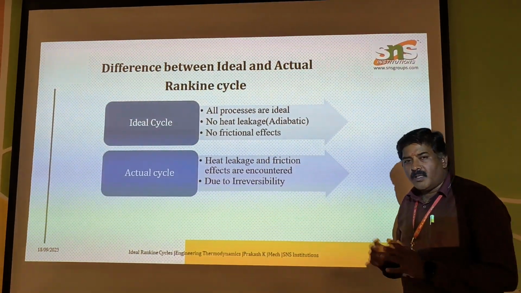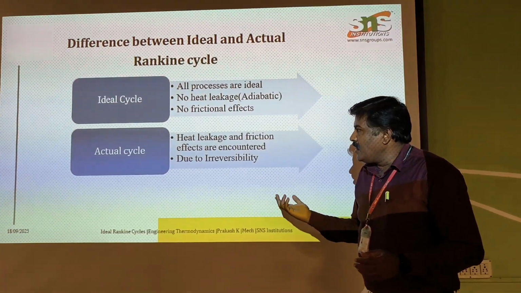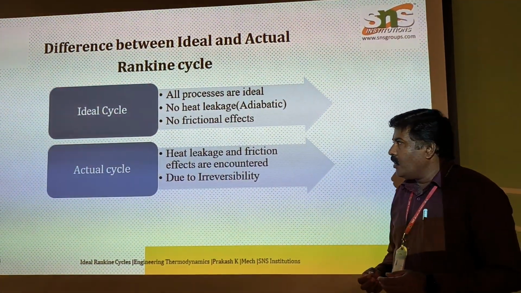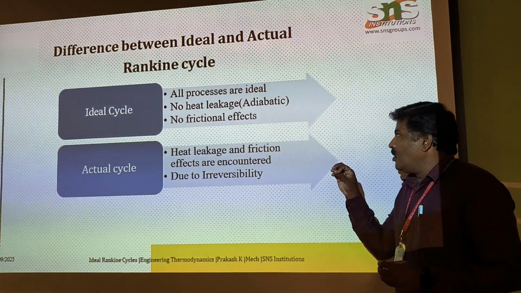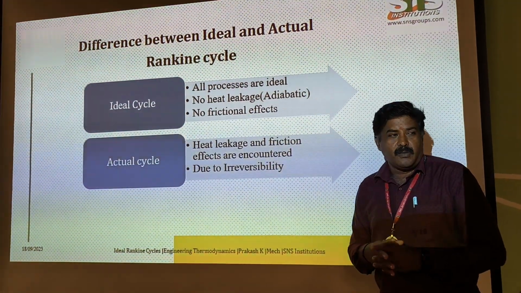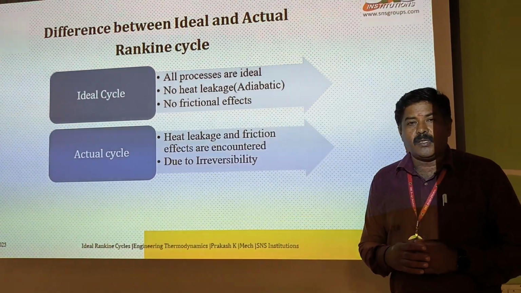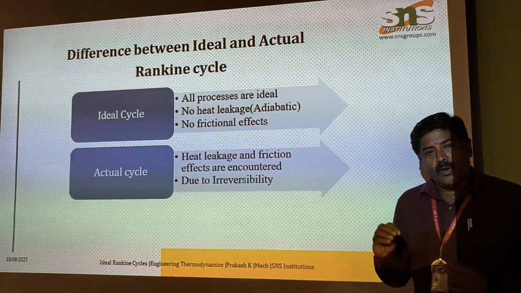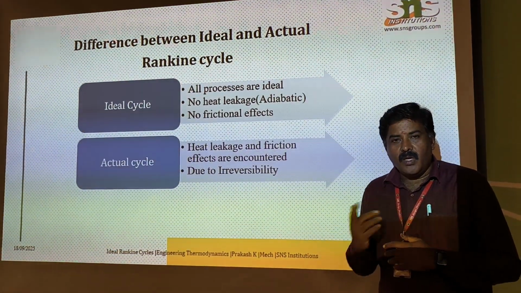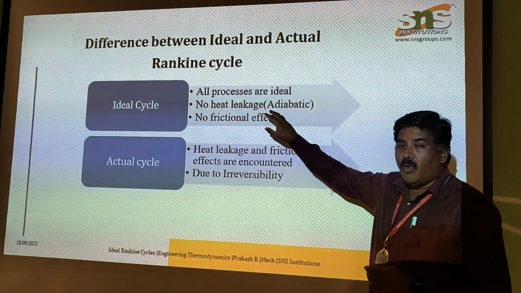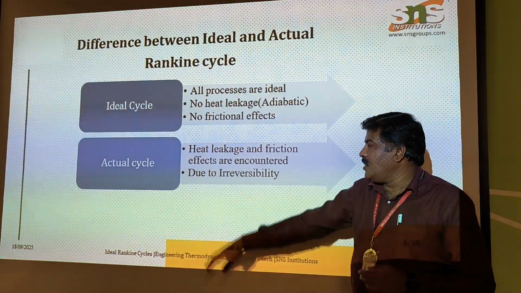Next, let us discuss the difference between the ideal cycle and the actual cycle. In the ideal cycle, no heat leakage takes place because the process is adiabatic. The other name for an adiabatic process is isentropic process. In an isentropic process, no heat is supplied or rejected, so there is no friction in the ideal cycle.